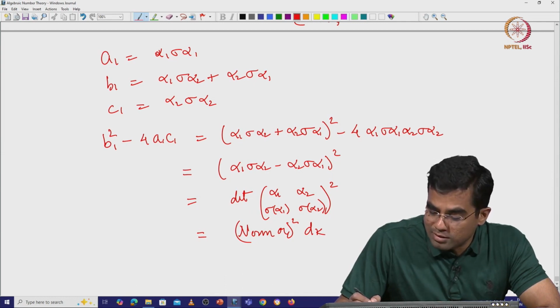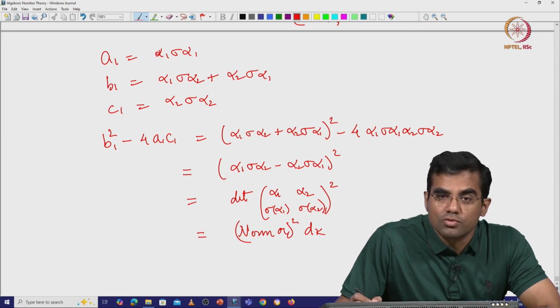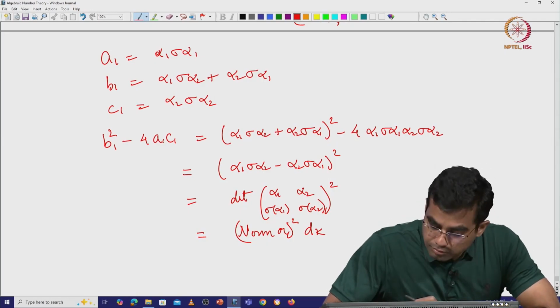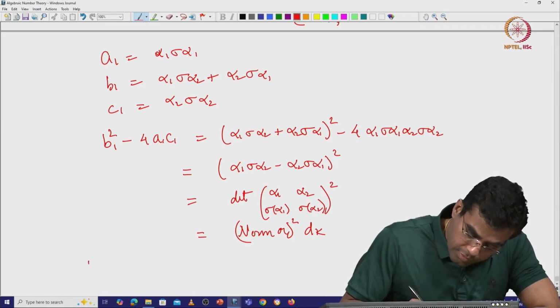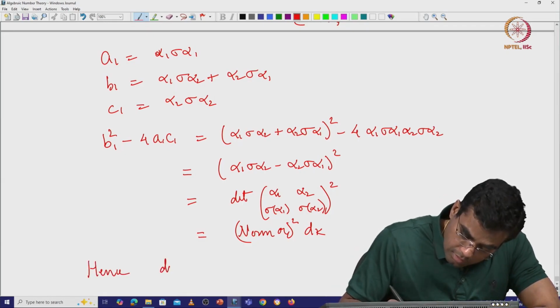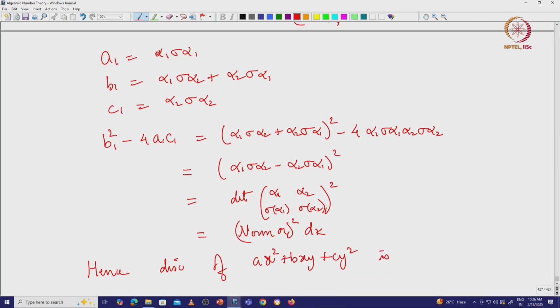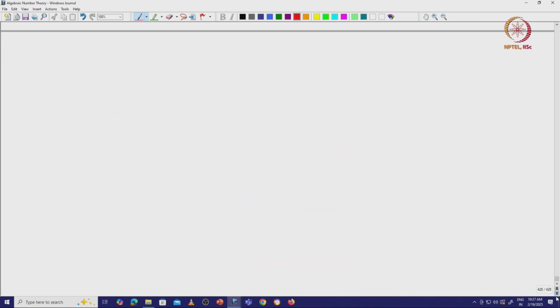That is how the Z basis works. This comes from linear algebra over Z, and so hence we have proved that the discriminant of a x squared plus b x y plus c y squared is dk. Okay. All right. So, we have done the first step. What have we done up until now?